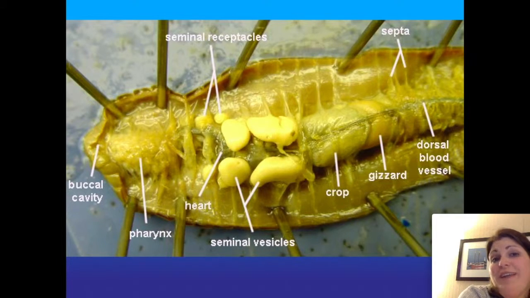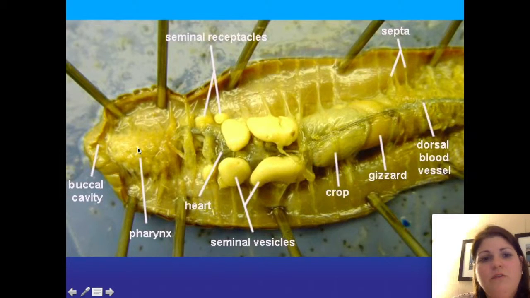If you have a really great specimen, hopefully it will look something like this. The mouth is a little bit hard to see. Usually your cut obscures it. Just behind the buccal cavity, or the mouth, is the pharynx. Remember, that pulls food in. The esophagus is underneath all this stuff, so it's a little tricky to see.